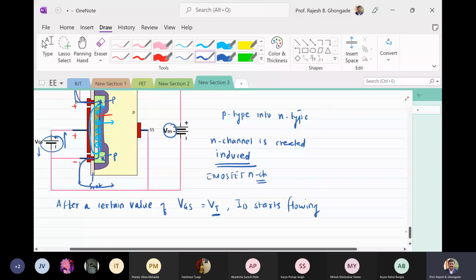We also saw that the N channel is induced. That is what I have already told you. After a certain value of VGS, that is after you start increasing VGS, a significant value of ID starts flowing. Now, interestingly, if you look at the characteristics of the E MOSFET, let me just pull the figure.